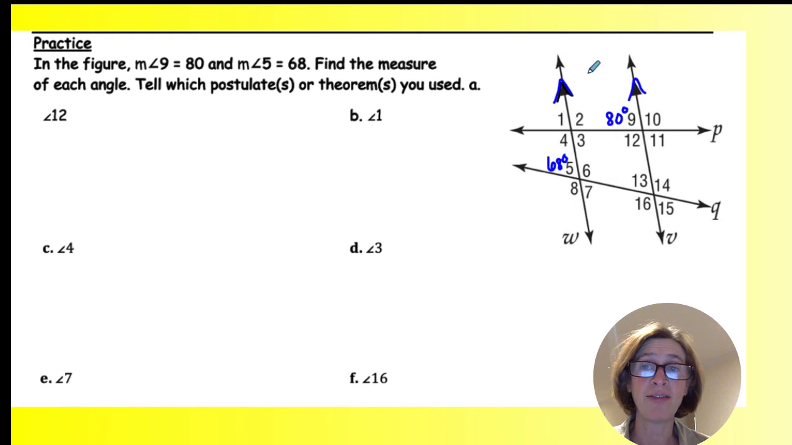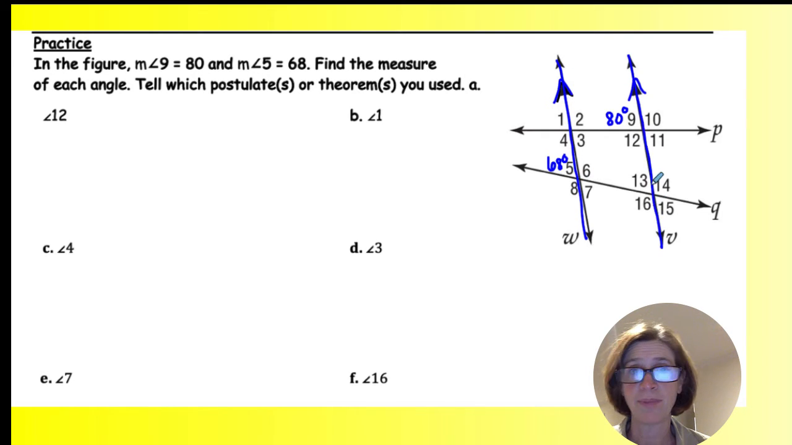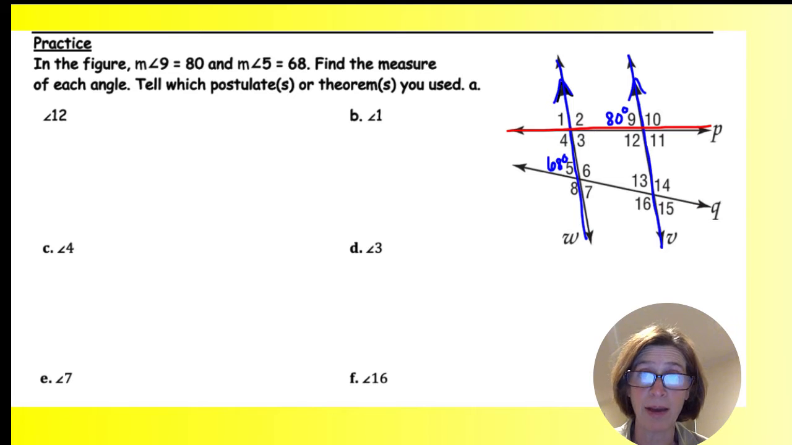So if W and V are the parallel lines, I'm going to highlight them so you can see. I'm going to put a transversal. Then the relationships that I know about congruency are going to relate to line P. Only line P. Okay, so that would tell me that angle 11 is 80 degrees. Angle 1 is 80 degrees because they're corresponding angles. And therefore, angle 3 is 80 degrees.